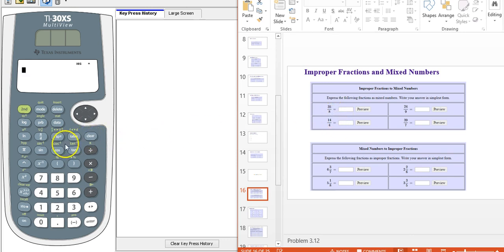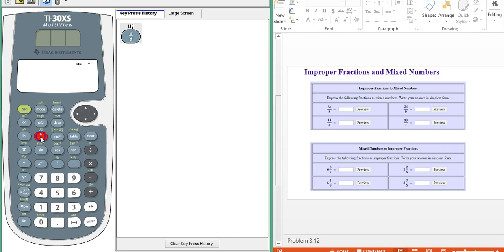How about 35 over 8? I'm going to hit the fraction button, put 35 in the numerator and 8 in the denominator. Now notice there's a button right above the x10 to the n. It says n/d, and then it has a toggle and a U n/d. This means change fractions to mixed numbers or change mixed numbers to fractions.